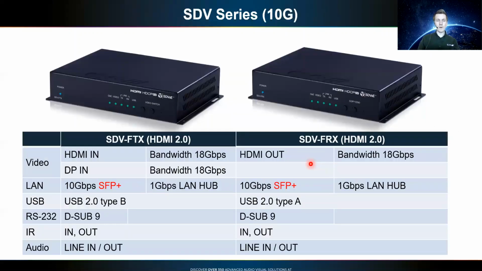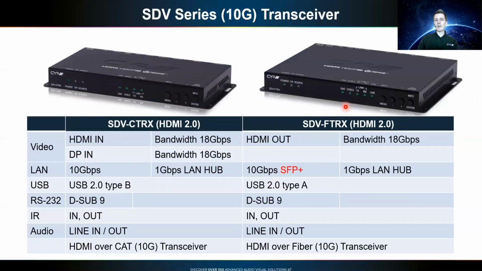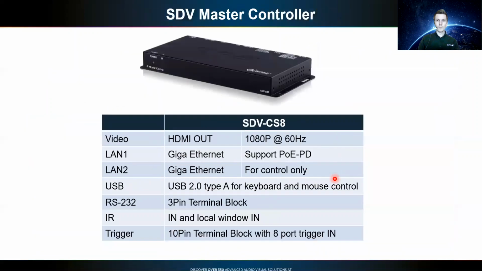Here's an overview of some of our transmitters and receivers. These are standalone transmitter and receiver. And then these would be the transceiver models. So these can be assigned within the unit. They can be assigned as a transmitter or a receiver. And the model on the left here is a CAT version, so that would run with CAT cable. And the version on the right here is the fiber solution. And this is the SDV CS8 controller.